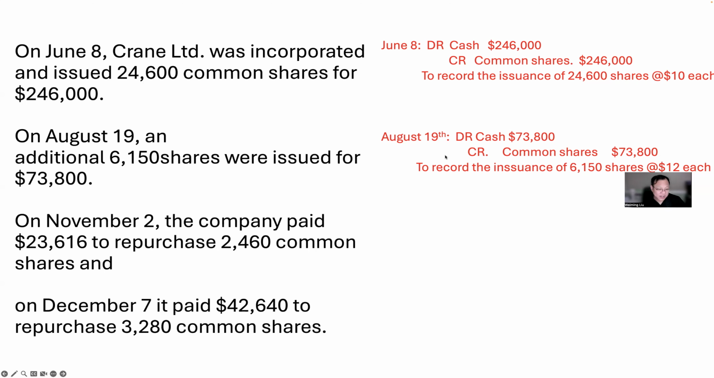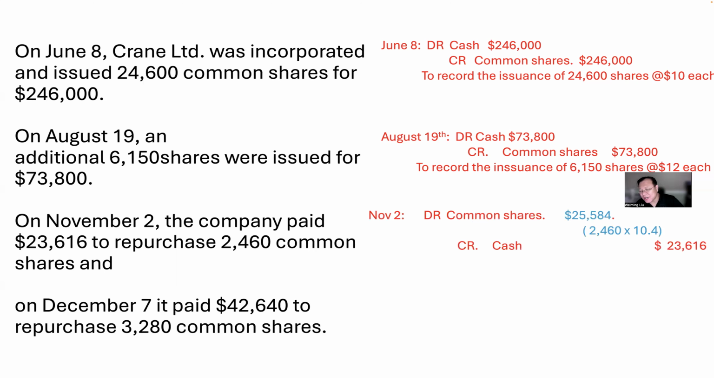Students might find challenging for the last two journal entries, which I'm going to spend some time to explain. So on November 2nd, we know that they paid $23,616. Now should be the easy part, right? The company paid the cash, so the cash balance decreased. So you have to credit the cash, right?